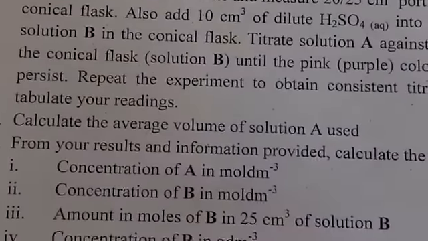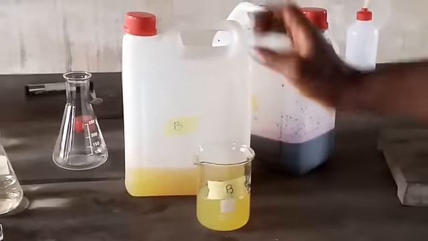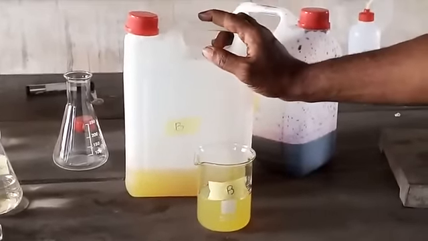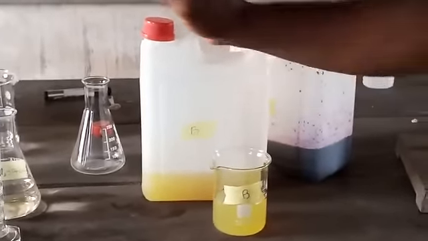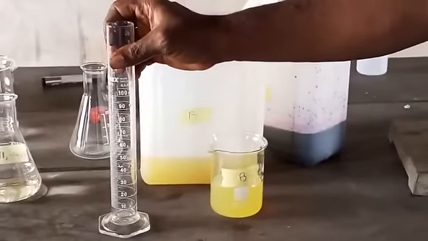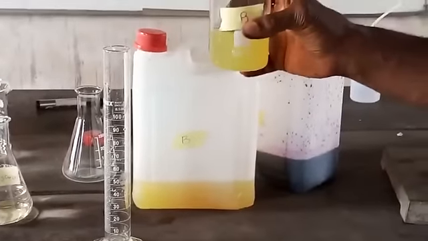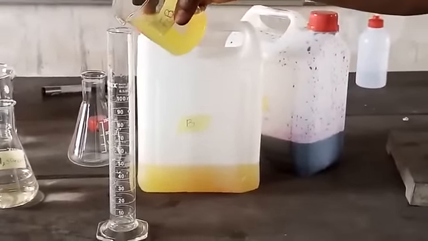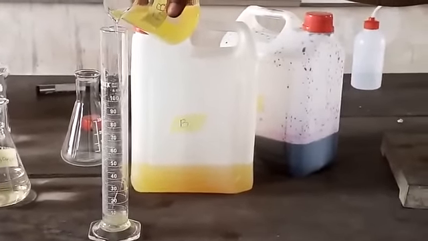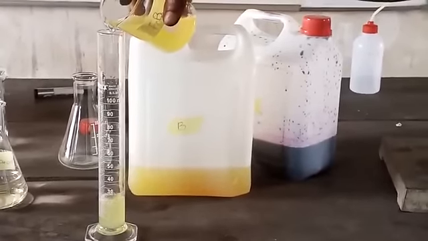So we'll go over to the experiment. This is solution B, the iron sulfate. We're going to measure out 25 cm cube. We'll use a measuring cylinder and measure out 25 cm cube from solution B collected in the beaker. We pour it into the measuring cylinder to get 25 cm cube as given in the question.